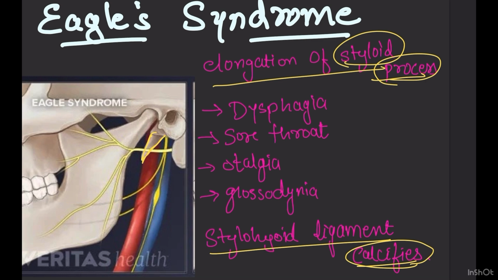And what happens? Dysphagia happens. Pain also occurs, but by closing the mouth, the pain is relieved or goes away. Then sore throat, otalgia, that is a pain in the ears, and glossodynia. All of these are the signs of Eagle syndrome. It is also a very important syndrome.